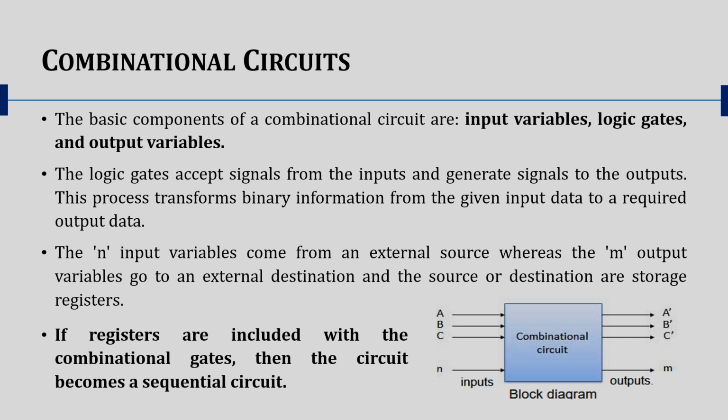If registers are also included with the combinational gates, then the circuit becomes a sequential circuit. Registers are nothing but memory elements, right? So if memory elements are also included with the combinational gates, then the circuit becomes a sequential circuit. The combinational circuit is a memoryless logic circuit, whereas the sequential circuit requires a memory to store the previous state of the cell.